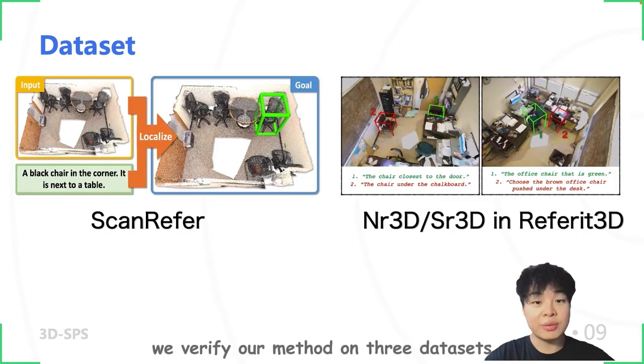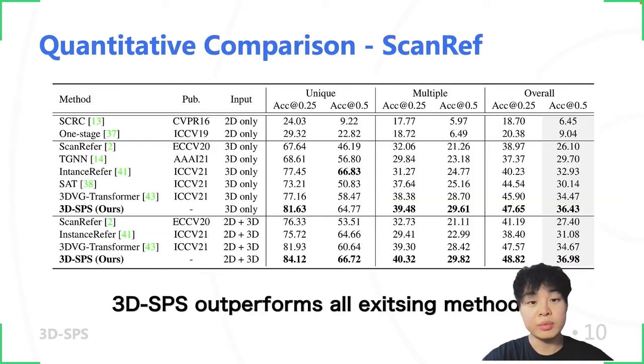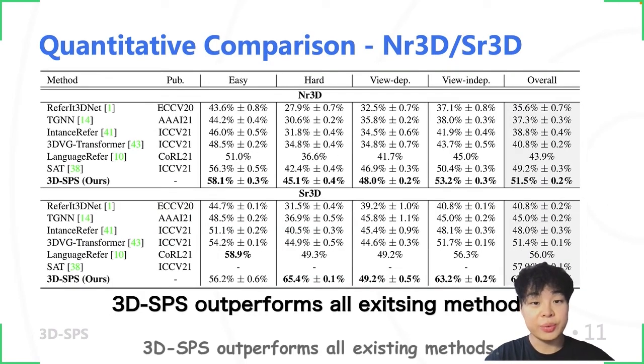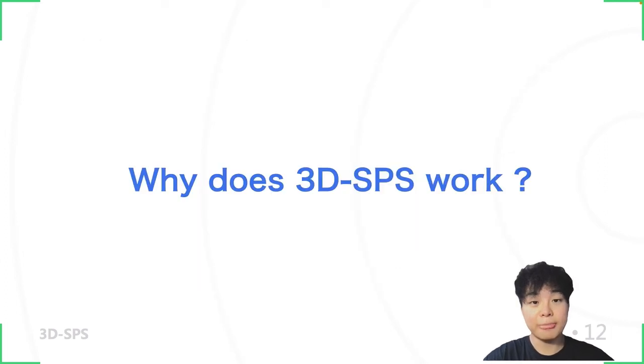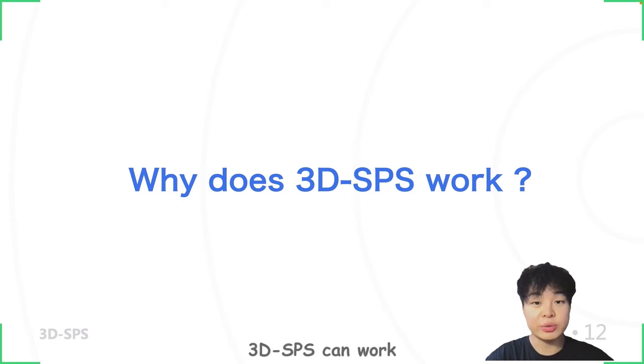We verify our method on three datasets: ScanRefer, Nr3D, and Sr3D. On all these datasets, 3D SPS outperforms all existing methods. Then we'll use some experiments to study why 3D SPS can work.